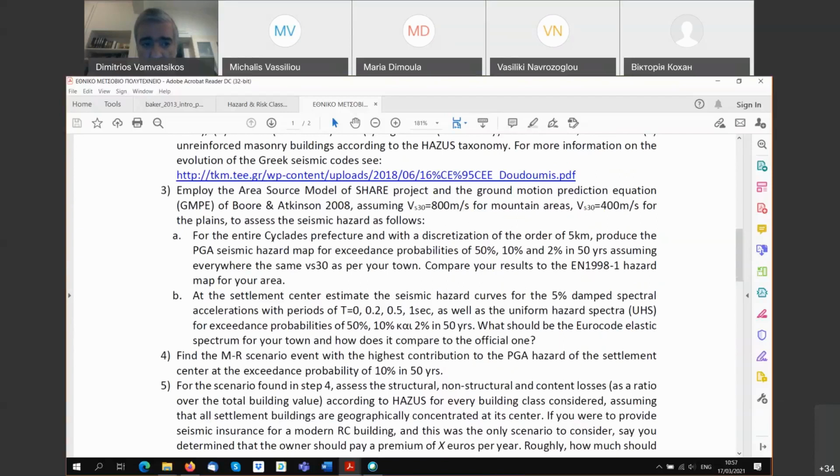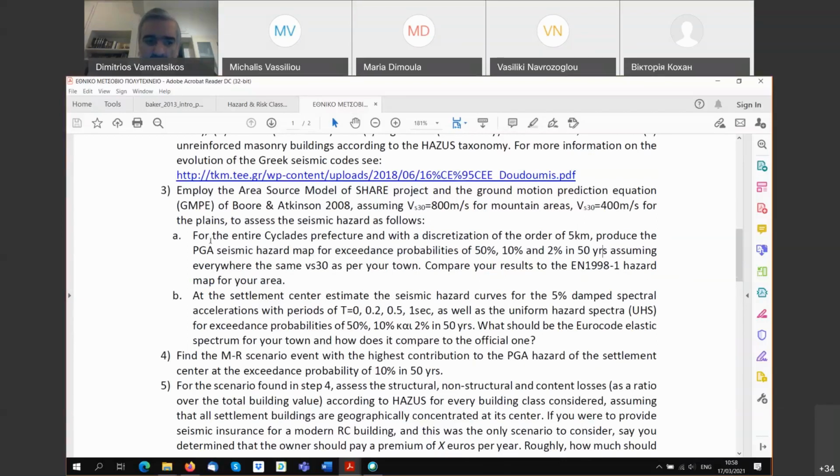I want you to assess the seismic hazard for the entire Cyclades prefecture using a discretization of about 5 kilometers and produce the PGA hazard map. Probabilities of 50% in 50, 10% in 50, 2% in 50. This is classical PSHA again, and we want you to produce a hazard map for the entire Cyclades. It doesn't have to be huge, just pick a large area of the map that includes most of the islands and start running with that.